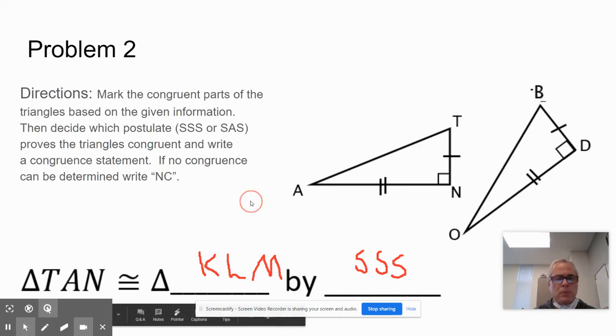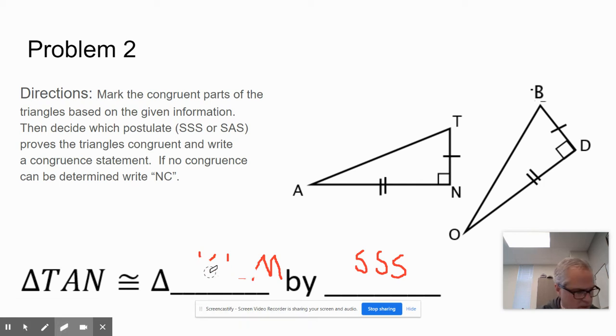Okay, let's do problem two. I'm almost done. I was just going to do problem two. I got to try and get rid of this stuff. Hopefully this is an eraser. It is. Okay, and then here comes problem number two.